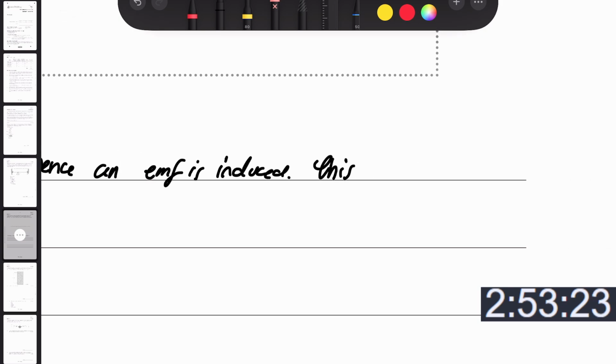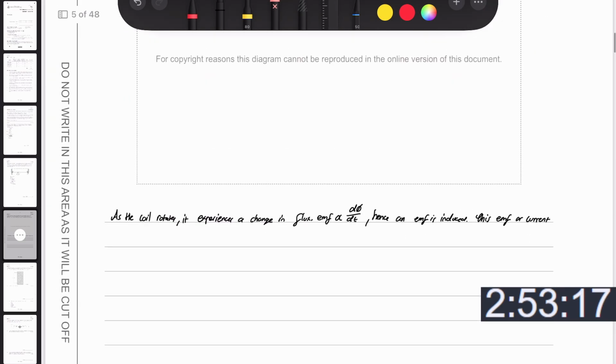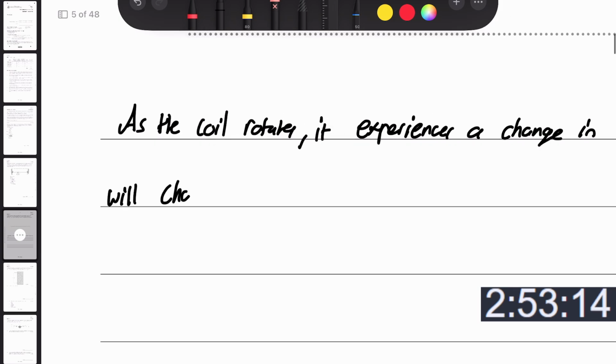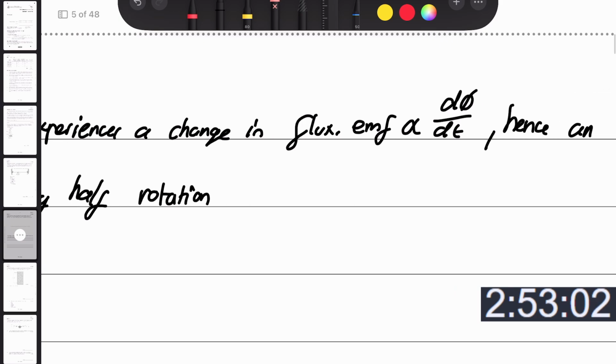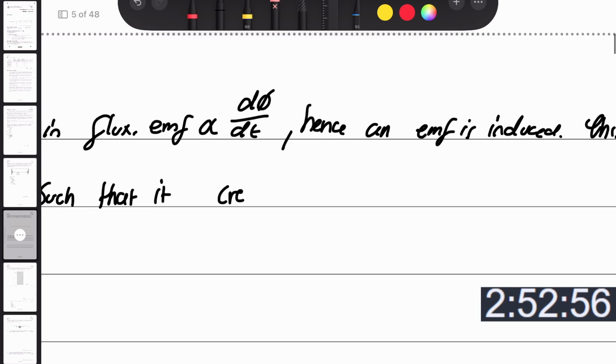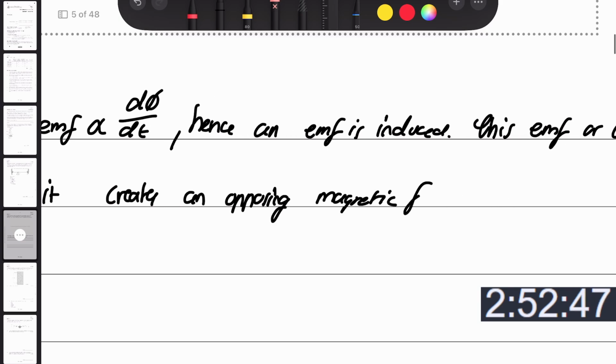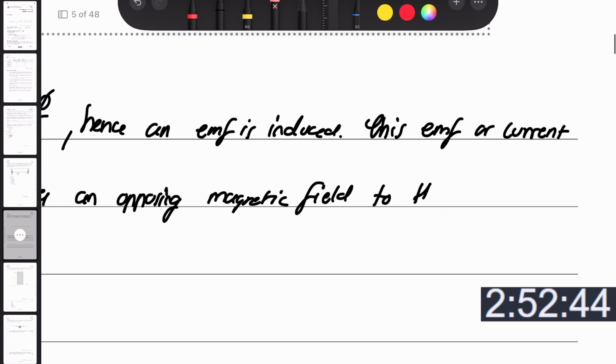This EMF or current will change directions every half turn or every half rotation, such that it creates an opposing magnetic field to the change in flux.